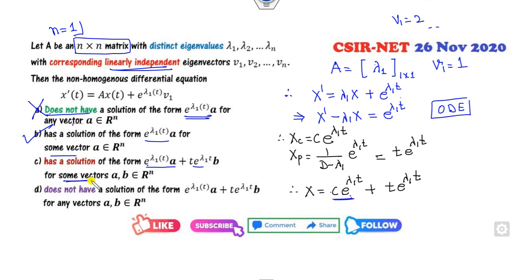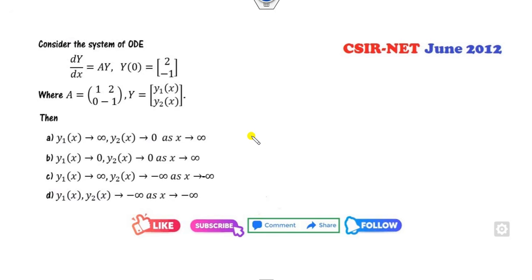So for some b, yes, I can choose b as a 1. Here v1 I can take as a 1. If I choose this number as my b, then what will happen? This is my b, this is my b, so into b. That means this is also the solution. It does not have a solution of this form, but it already has a solution. It is given that for any vector, but we can see whenever b is equal to 1, we will get a solution. So the right answers are b and c.